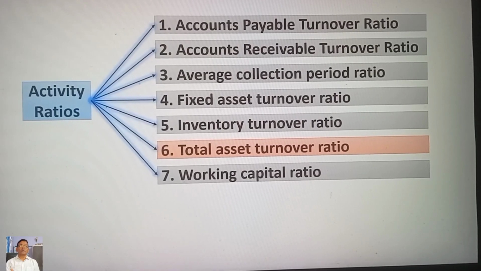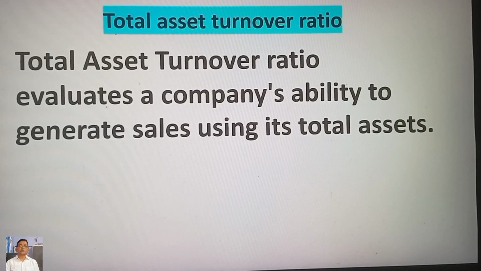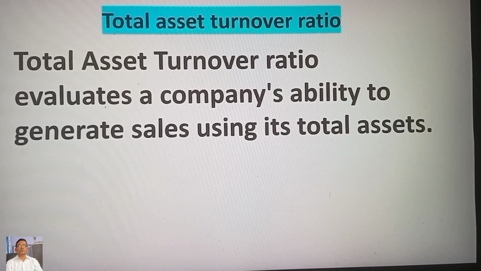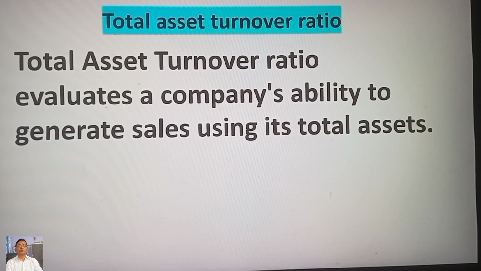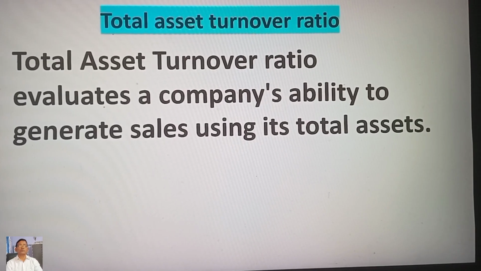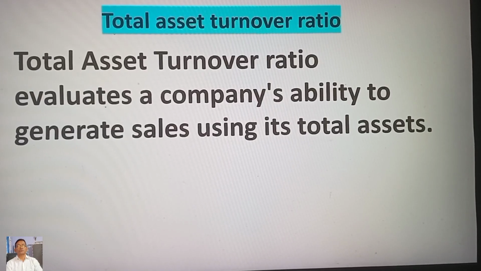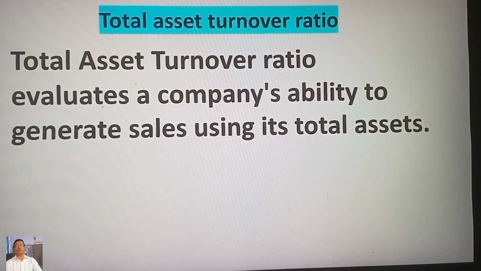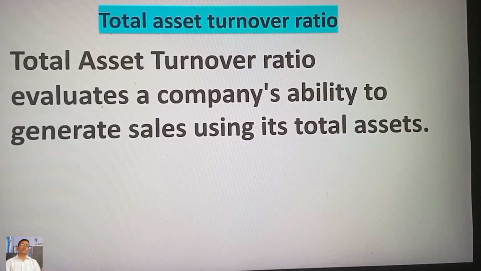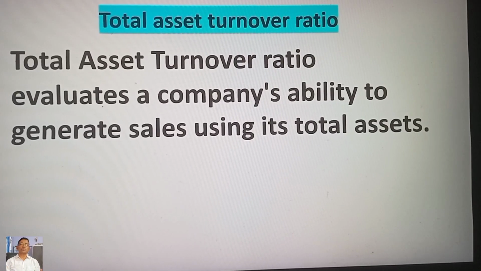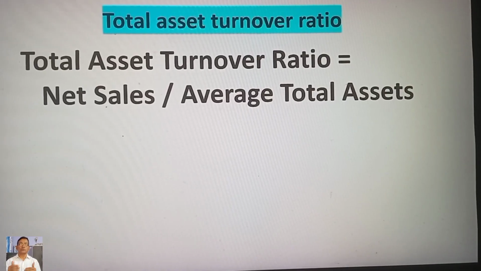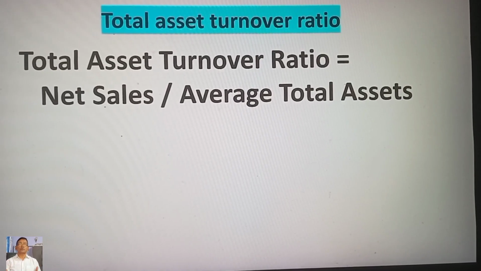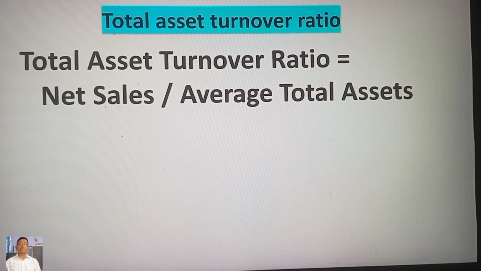Sixth, total asset turnover ratio. Total asset turnover ratio evaluates a company's ability to generate sales using its total assets. It measures the company's efficiency in utilizing its total assets to generate revenue. It is calculated by dividing net sales by the average total assets. So, total asset turnover ratio is equal to net sales divided by average total assets.